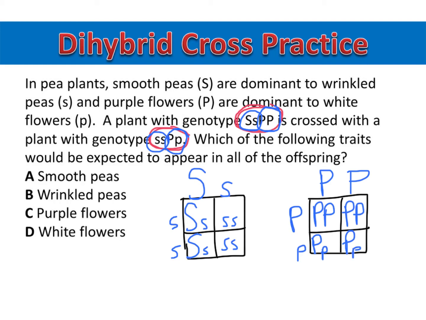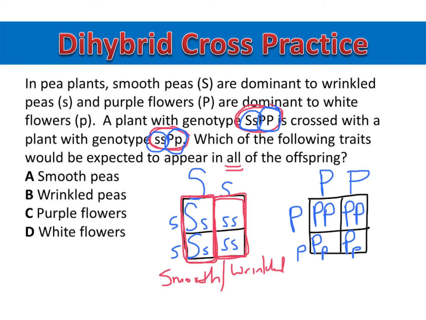And looking at our question, they want to know what trait is going to appear in all of the offspring. Well, if I look at my pea shape, I can see that half of them will have smooth peas, and the other half, which is homozygous recessive, will actually have wrinkled peas. So I've got 50% smooth and 50% wrinkled, so that's not all.